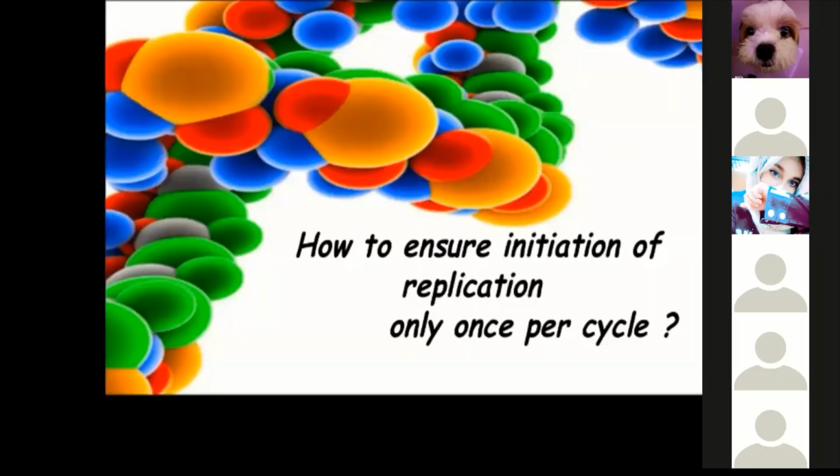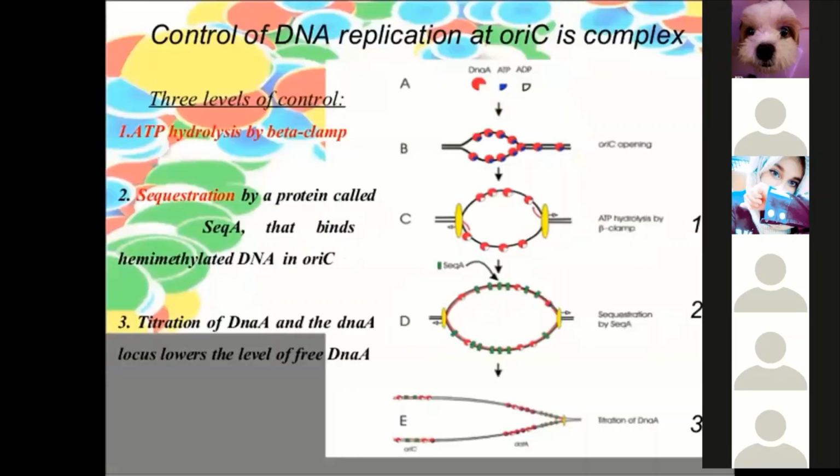So now the next question is, how to ensure initiation of replication only once per cycle? When it has to go for DNA replication, what are the control measures which see to it that DNA divides only once per cycle? Because if it divides continuously, again and again, twice or thrice, then the ploidy will change. So what are the different control measures responsible for ensuring that DNA replication takes place only once in each cycle? There are different controls.